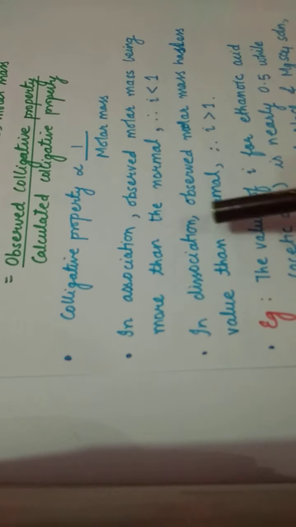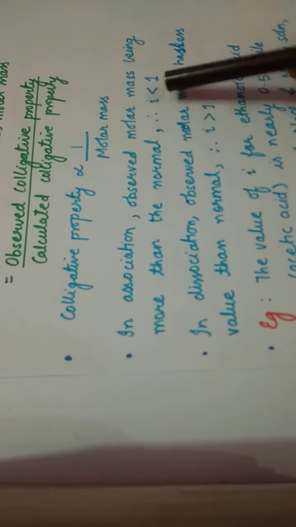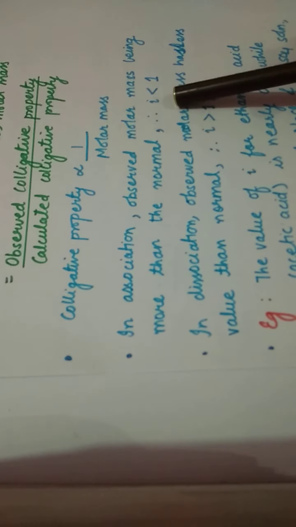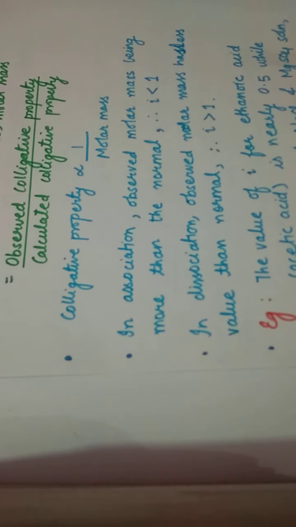Association, for example, I have taken ethanoic acid in benzene. So earlier the molar mass was 60, but after association it is more, that is 120. So the observed molar mass is more than the normal. So in case of association, the value of Van't Hoff factor, I, is less than 1.